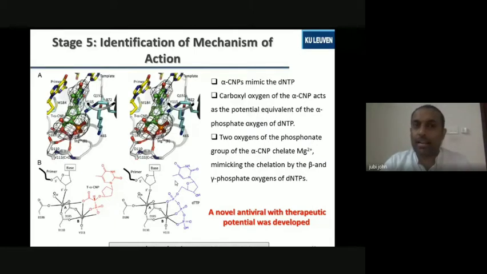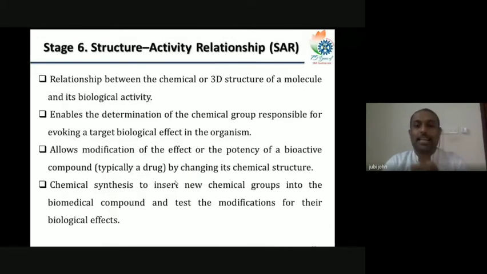We had to identify a target, which was reverse transcriptase. We had to design an inhibitor, which we have done. Then we synthesized the inhibitor. In the fourth stage, we checked the biological activity of the inhibitor. In the fifth stage, we checked the mechanism of action. The next stage is structure activity relationship studies.